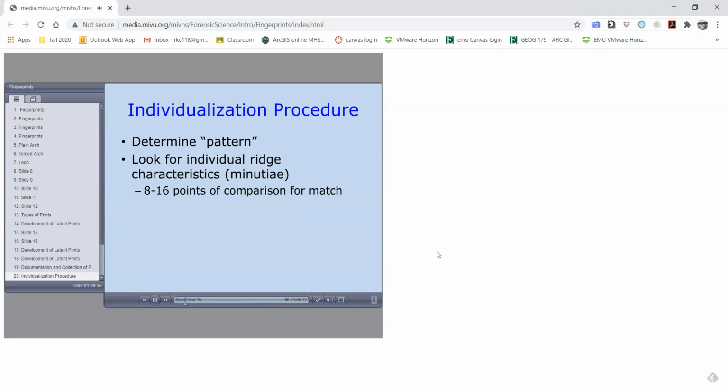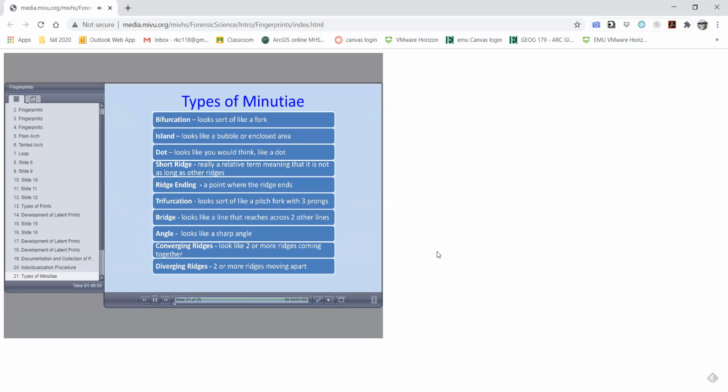Now, to individualize, first the pattern is determined. And now is when it gets very, very detailed. The fingerprint technician would look for individual ridge characteristics called minutiae, and they want 8 to 16 points of comparison for a match. This is a listing of the types of minutiae. I'm going to walk through them and sort of explain what each one looks like. Now imagine trying to look at this with just a magnifying glass.